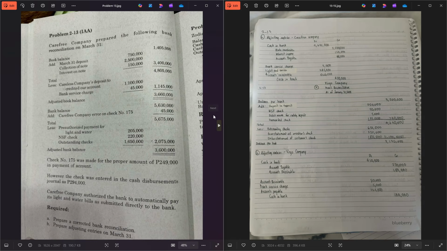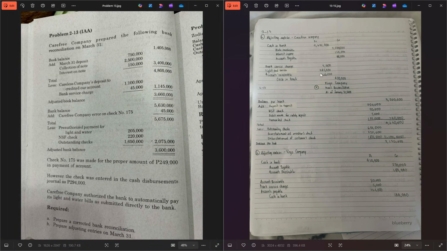Then bank service charge 5,000, light and water 245,000, 220,000 for accounts receivable. So this is like your, what do you call this, the debit memos. So this one, bank service charge 5,000, light and water expense 245,000, and the accounts receivable of 220,000 from the NSF check. So cash in bank 470,000.